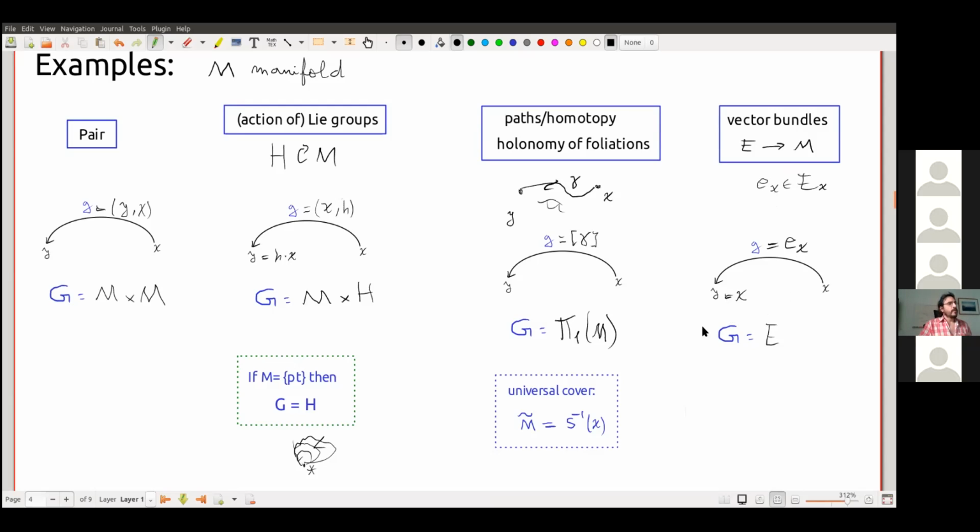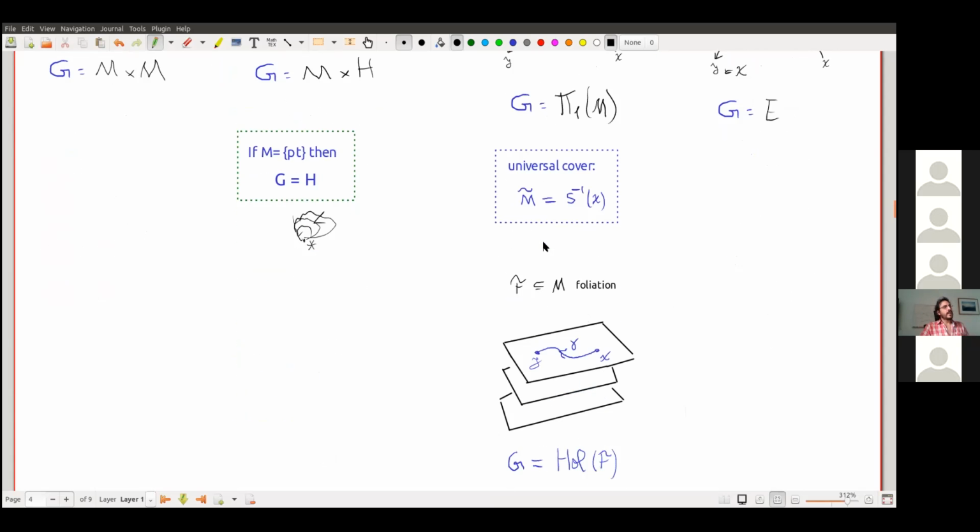Okay, so we have all these examples. This one can be refined also for the study of foliations. If we have a foliation, we could consider only paths that lie entirely inside a leaf of the foliation. And instead of considering homotopy classes, we could consider holonomy classes of paths with respect to the foliation. And the construction is very similar.